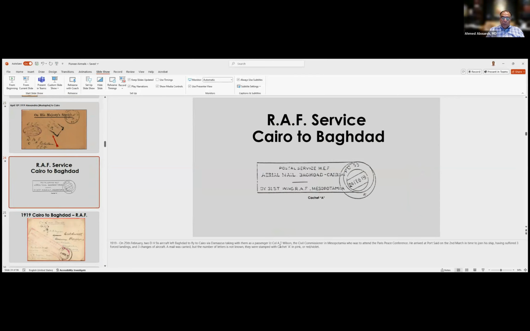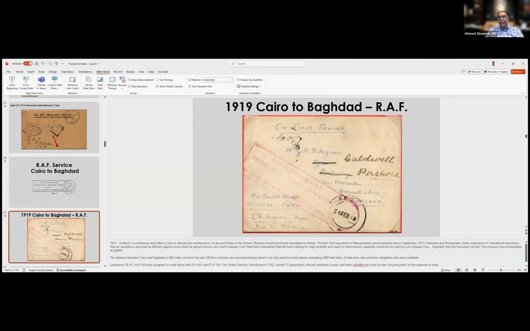Lieutenant Colonel Wilson, a civil commissioner in Mesopotamia, was to attend the Paris Peace Conference, and flew to Port Said from Baghdad on the 2nd of March, leaving Baghdad 24th of February. This is a cover with the violet cachet number 1 in relationship to the Cairo-Baghdad flight.